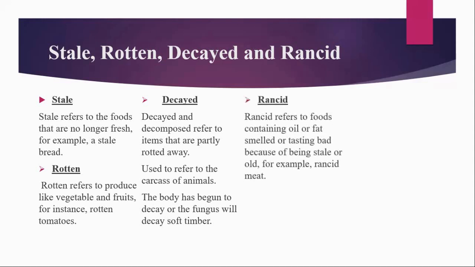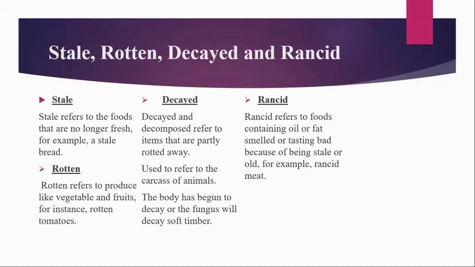Then we have rancid. Rancid basically refers to foods containing oil or fat smelling or tasting bad because of being stale or old. For example, rancid meat. Are you getting my point? Now, here is the point that I wanted to make. All these four words are synonyms. If you Google synonyms of stale, you would probably find decayed, rancid, decomposed. So these are the synonyms of stale.